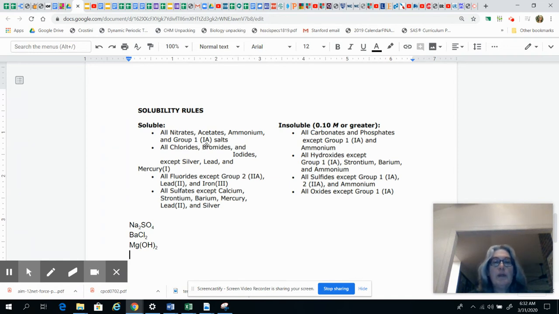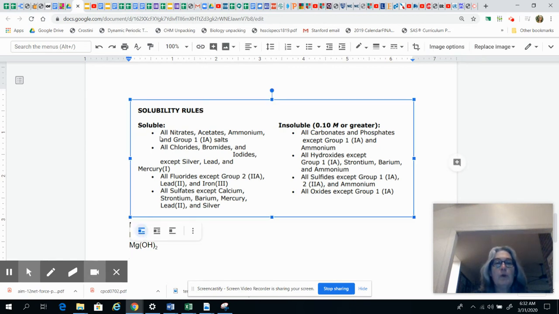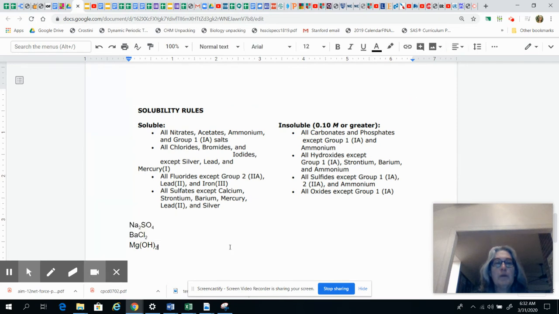Just want to demonstrate how we're going to go through 3 compounds and find them in here and figure out what they are. But let's look at this first of all. So solubility rules, this gives us the ability to predict whether something is soluble or not. And first we have a list of things that are soluble.